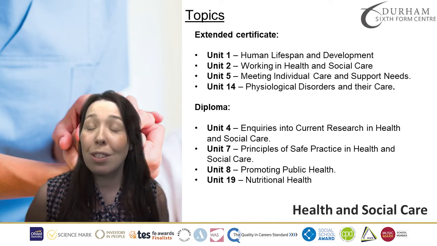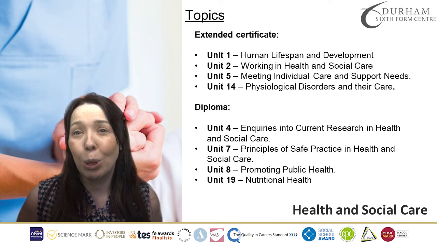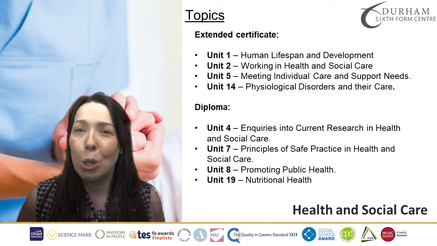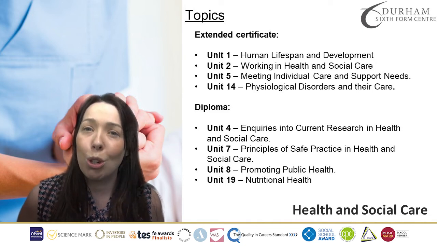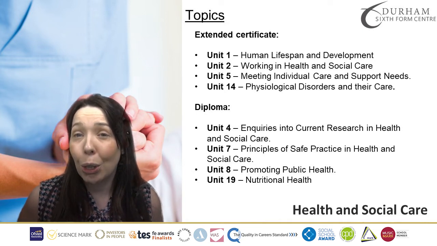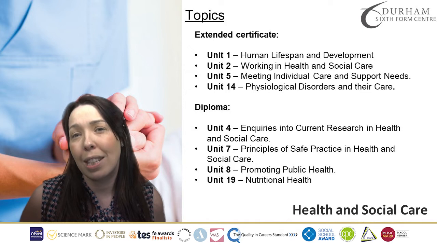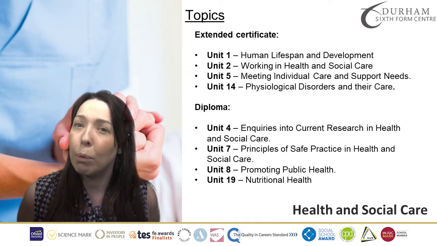Then if you choose to study the Diploma, which is our double health and social care subject, equivalent to 2 A Levels, you will do the same units that you do as part of the Extended Certificate. However, you will also do 4 additional units. We do Unit 4, which is another examination unit, but it has a controlled assessment element because you are issued with a pre-release 4 weeks before your exam to help you prepare.